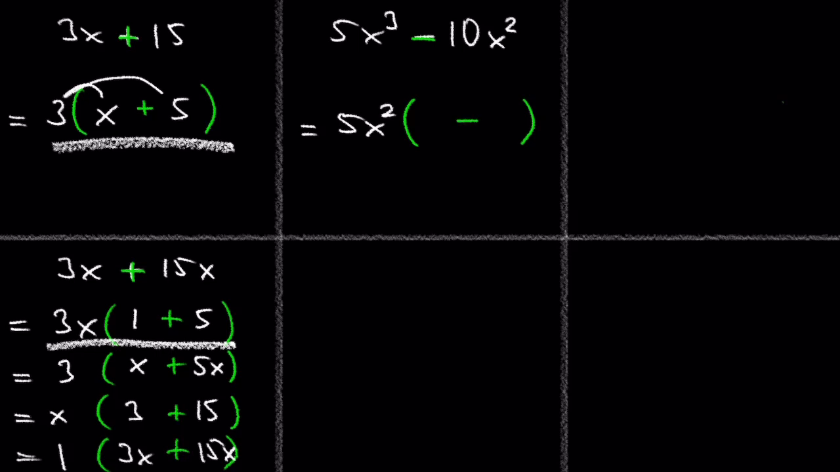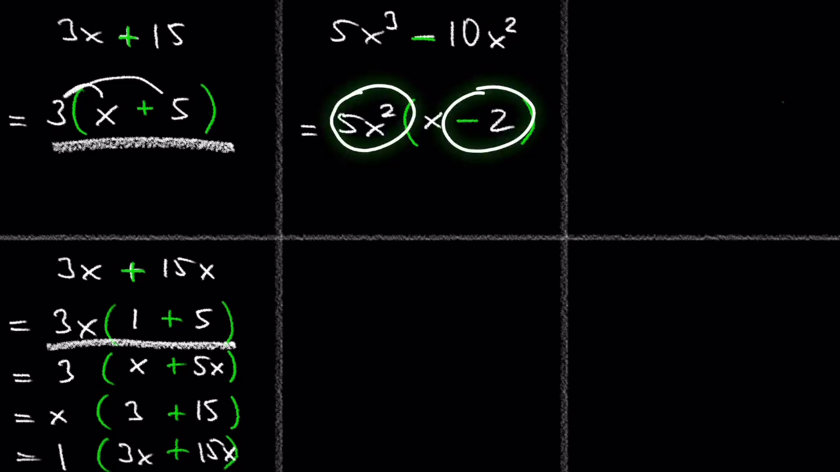5x squared goes into 5x cubed x times, because 5x squared times x is 5x cubed, and 5x squared goes into 10x squared 2 times. Because 5x squared times 2 is 10x squared. We can also say 5x squared times negative 2 is negative 10x squared.